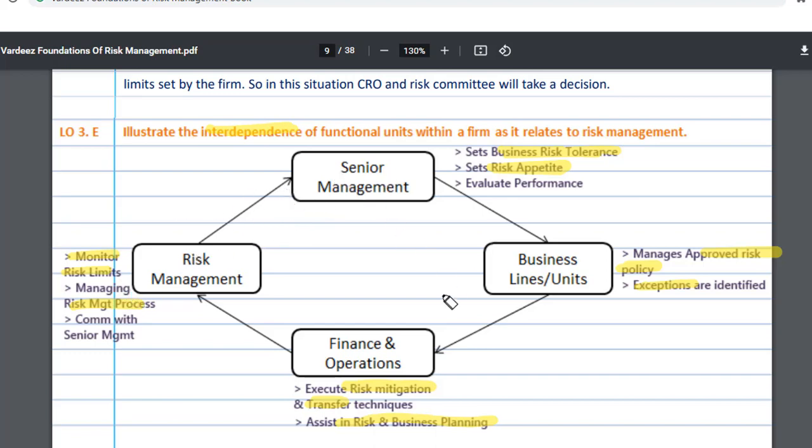So this is how it actually flows, and then finally the senior management will evaluate the performance based on this interdependence. Okay, so this is what the learning objective is, the interdependence of these different functional units within a firm.